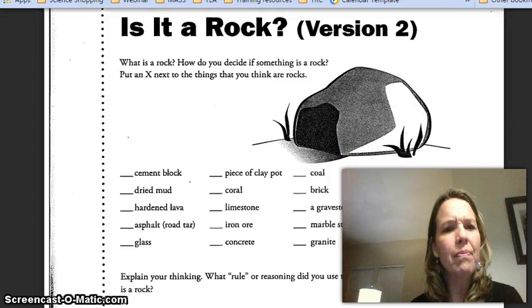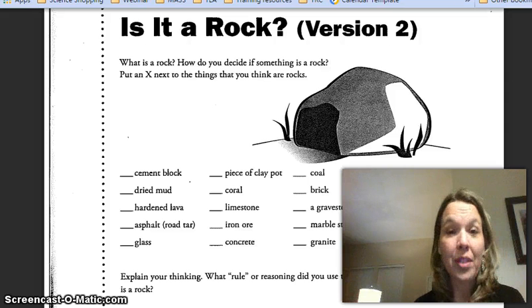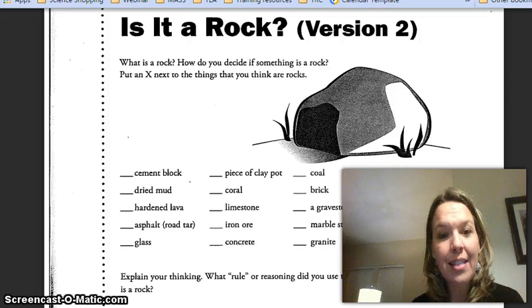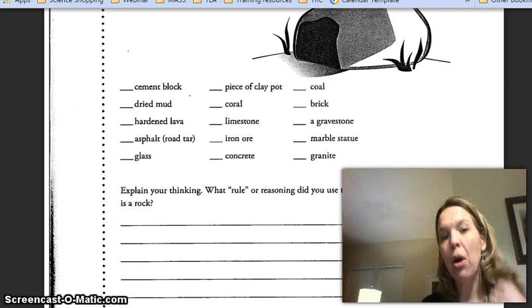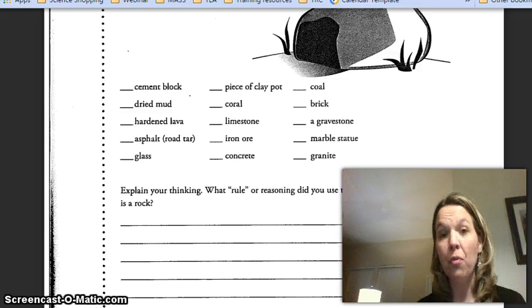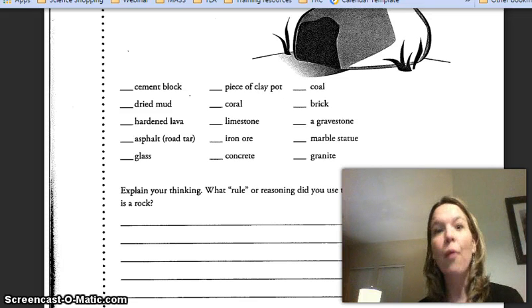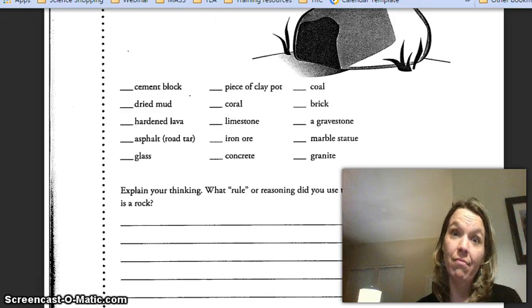Okay, so what is a rock? How do you decide if something is a rock? We have several rock types that are listed here, things that kids and sometimes even adults would consider to be a rock. So go ahead and take a look at these selections. And I ask that you explain your thinking. So if you need to pause the video here to look over this, decide for yourself what things are rocks before I go over what the answers might be, now would be a good time. To explain our thinking, what rule or reasoning do we use to decide what makes something a rock?